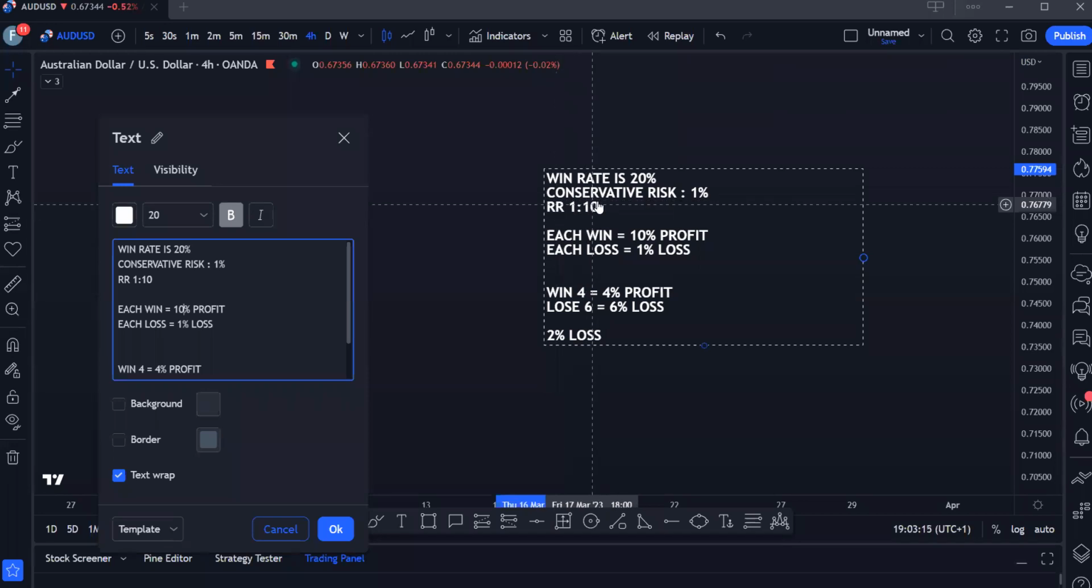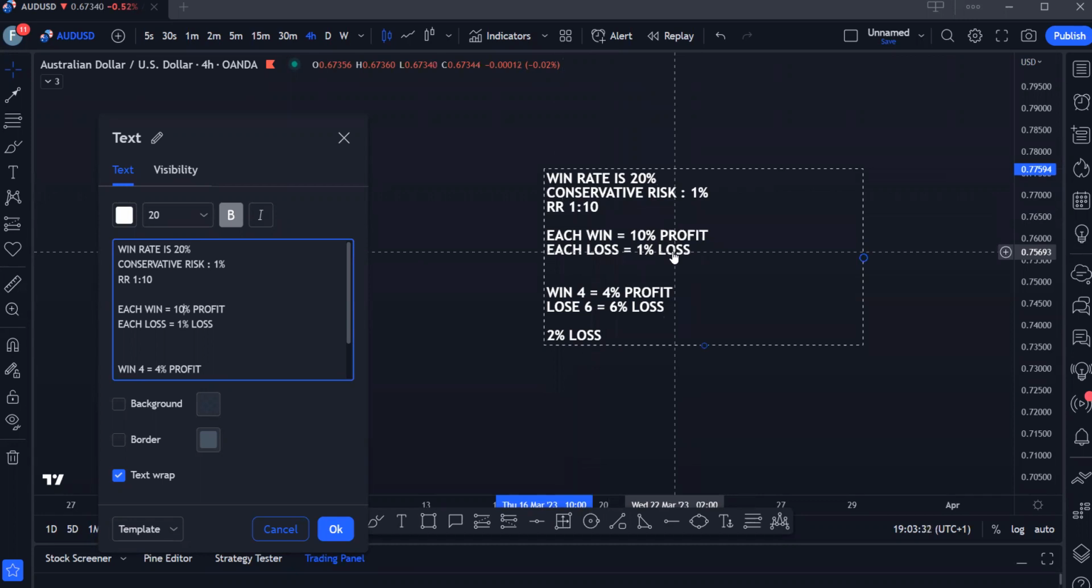Your reward is 10 times your risk. So that's why each win is 10 times your risk. Each win will give you 10% profit, and each loss will give you 1% loss. Now, let me digress a bit before I go further.